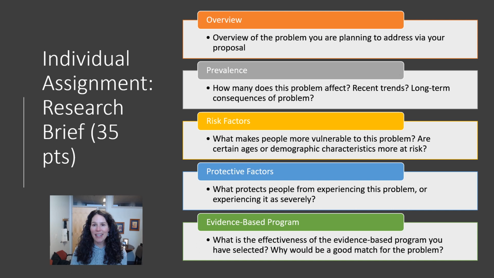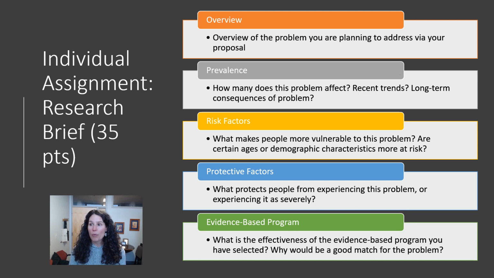Okay, so here are the sections of the research brief. Each of these 5 sections, we're requiring a half-page minimum. You could write more, but you need to get a half-page in each one to get credit for that section. Make sure you take a look at the rubric. And we want things to be specific, not vague, and well-cited.